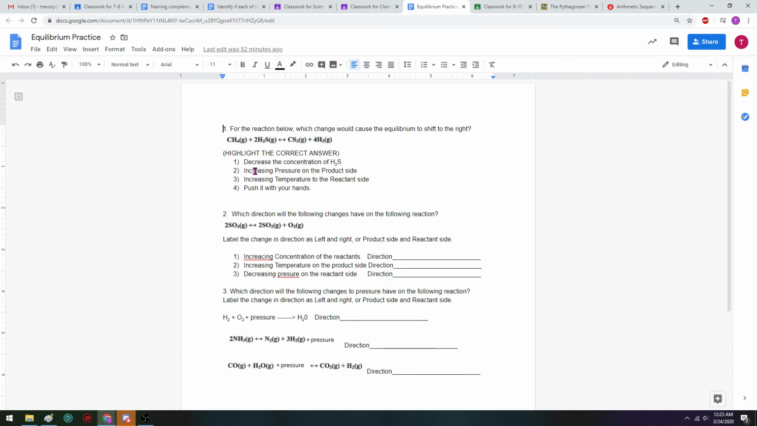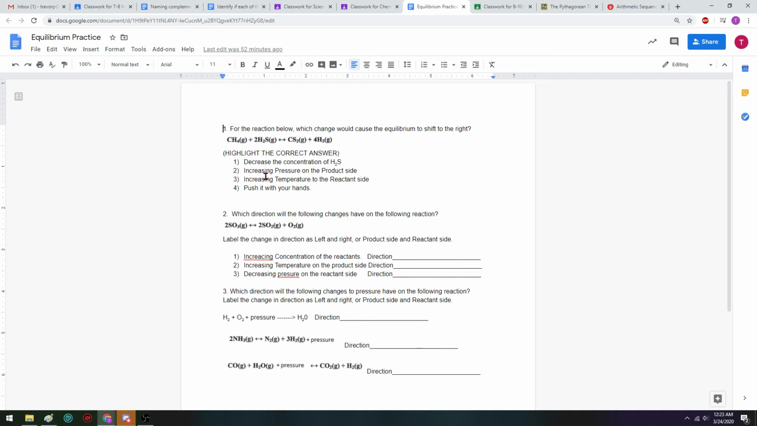If we increase the pressure on the product side, so if we add pressure on here, we know from the notes yesterday also that if we add pressure to one side, it's going to shift to the opposite side. So if we add it to the product side, we know it's going to be shifted to the left.